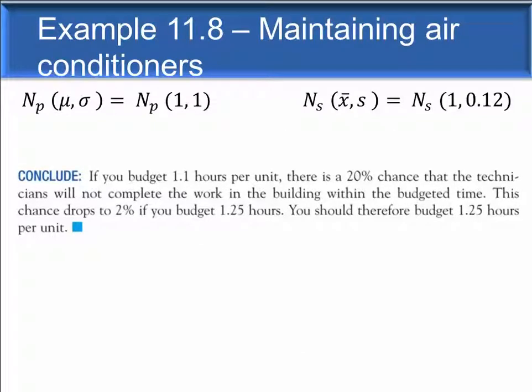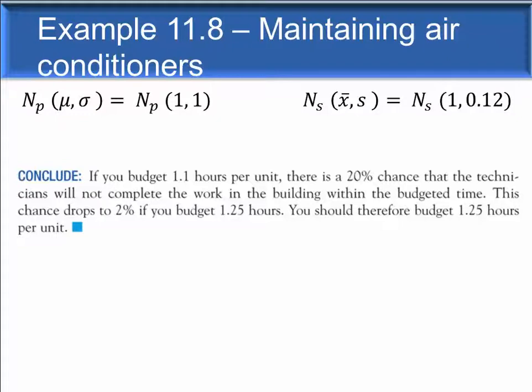Without going through the same calculations for the 1.25, we can conclude, writing this up in the context of the problem, that if we budget 1.1 hours per unit, there is a 20% chance that the technician will not complete the work in the building within that budgeted time. So there is a 20% chance that it's going to take longer than 1.1 hours. However, when we do the calculation for 1.25 hours, we find that that chance drops down to 2%. So there's only a 2% chance that the work is not going to be completed in 1.25 hours.